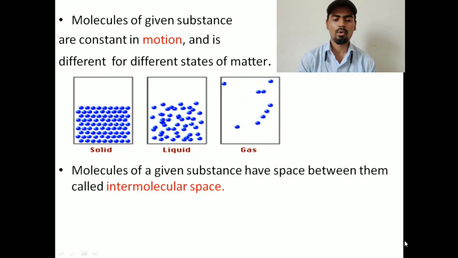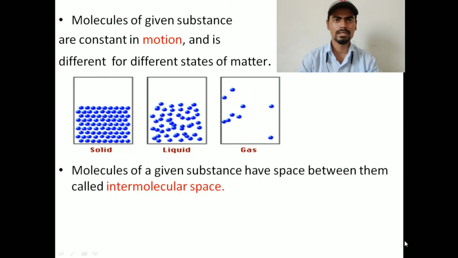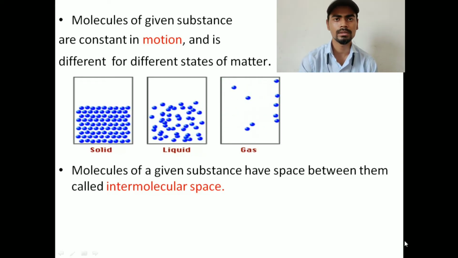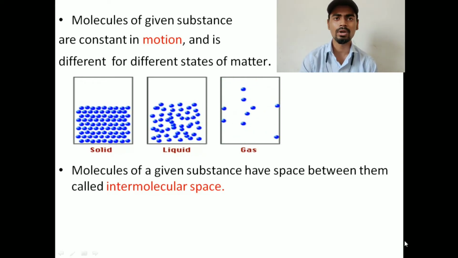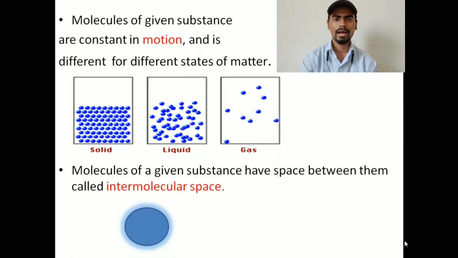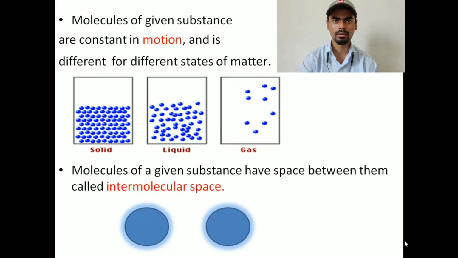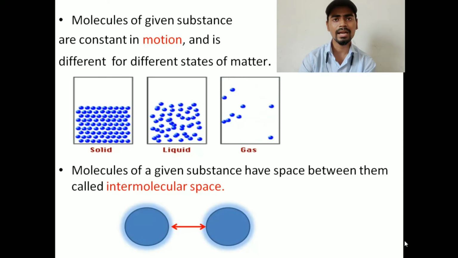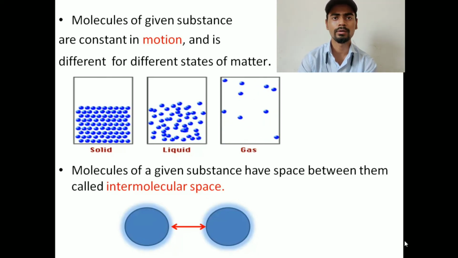Fifth point: molecules of a given substance have space between them called intermolecular space. Now what is intermolecular space? Suppose we have one molecule and another molecule. The distance between these two molecules is known as the intermolecular space.